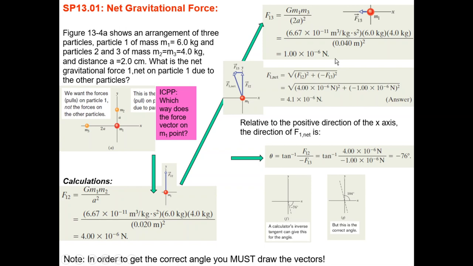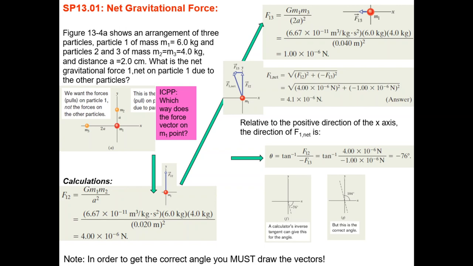So F1 net is equal to the square root of F12 squared plus negative F13 squared, equal to the square root of 4 times 10 to the 6 newton squared plus negative 1 times 10 to the 6 newton squared. And it is all equal to 4.1 times 10 to the 6 newton net. Sorry about that.